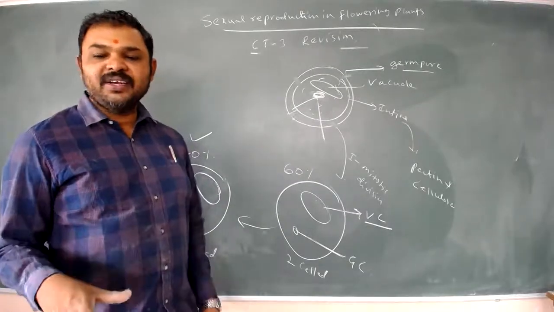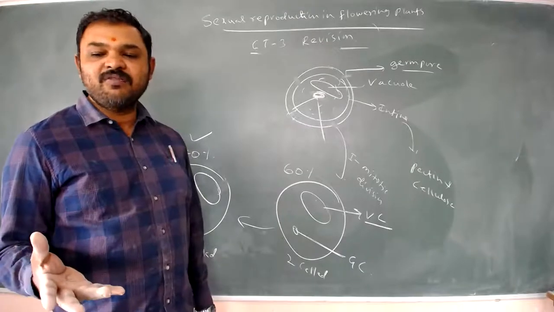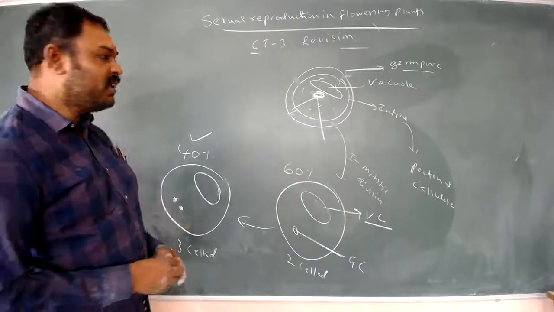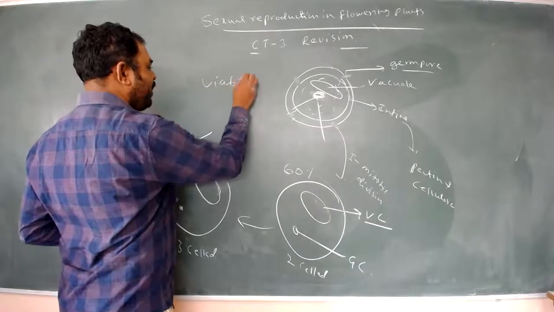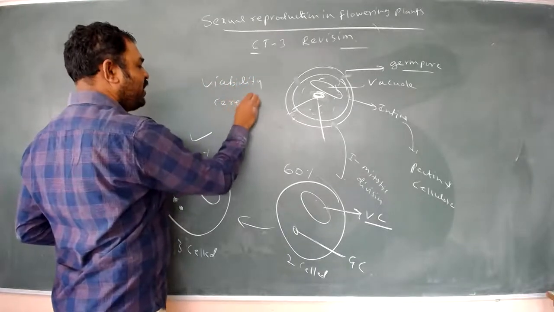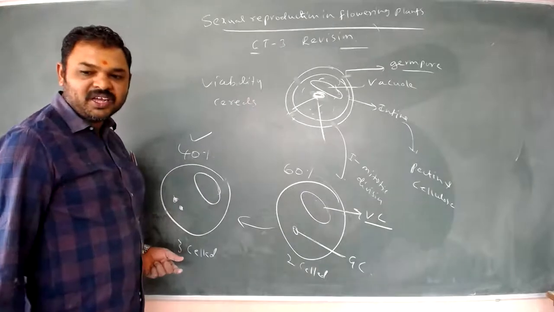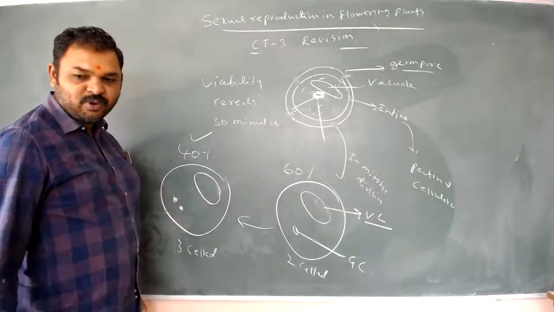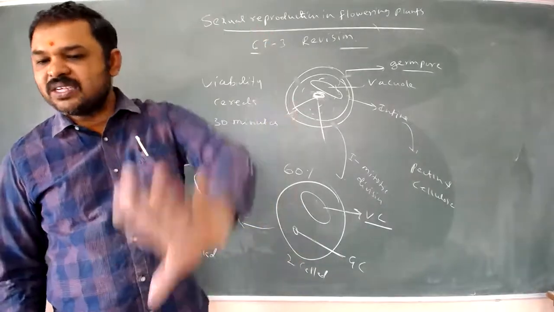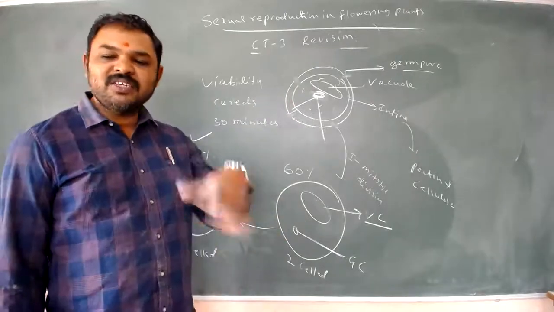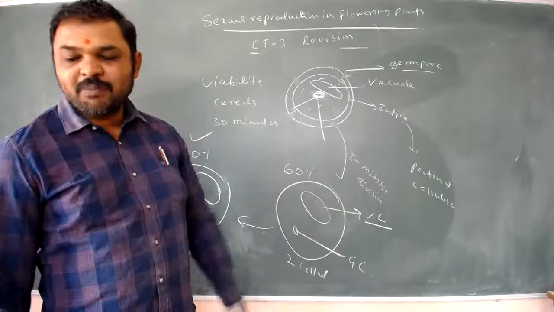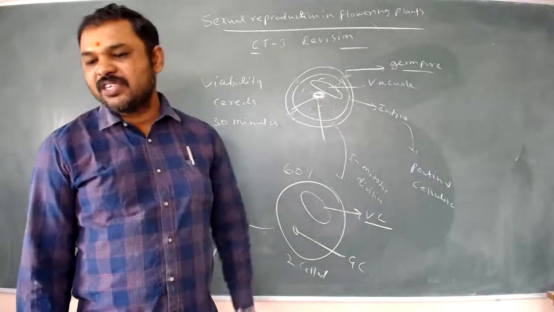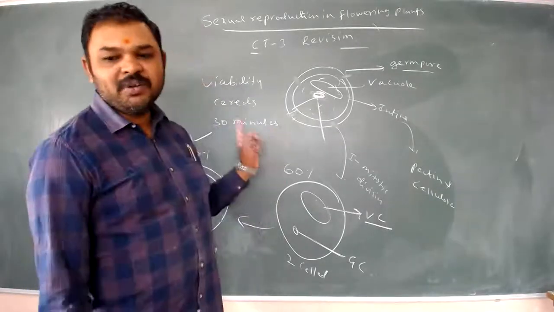The pollen grains retain their germination capacity for some period. That period is called the pollen viability period. What is the pollen viability period in cereals? 30 minutes. Cereal crops like wheat and rice: within half an hour they must reach the pistil, then only will it germinate. Otherwise, there would be a delay and the pollen is wasted. The period in which the pollen is capable of germination is called the viability. It is 30 minutes in cereals.